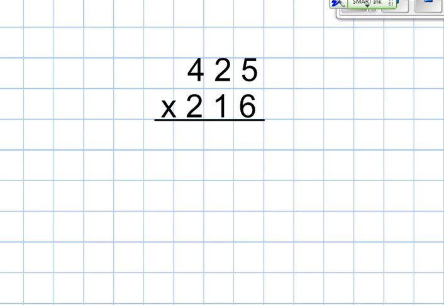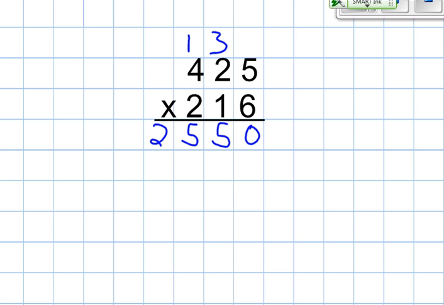Let's try another one. It says 425 times 216. We're going to go right to the steps. 6 times 5 is 30. 0 goes down, 3 goes up. 6 times 2 is 12, plus 3 is 15. 1 goes up. 6 times 4 is 24, plus 1 gives us 25.